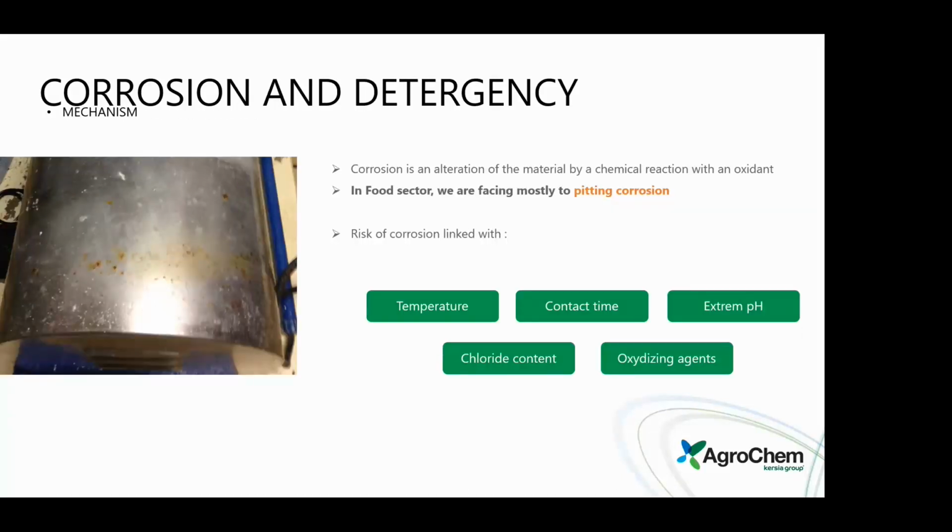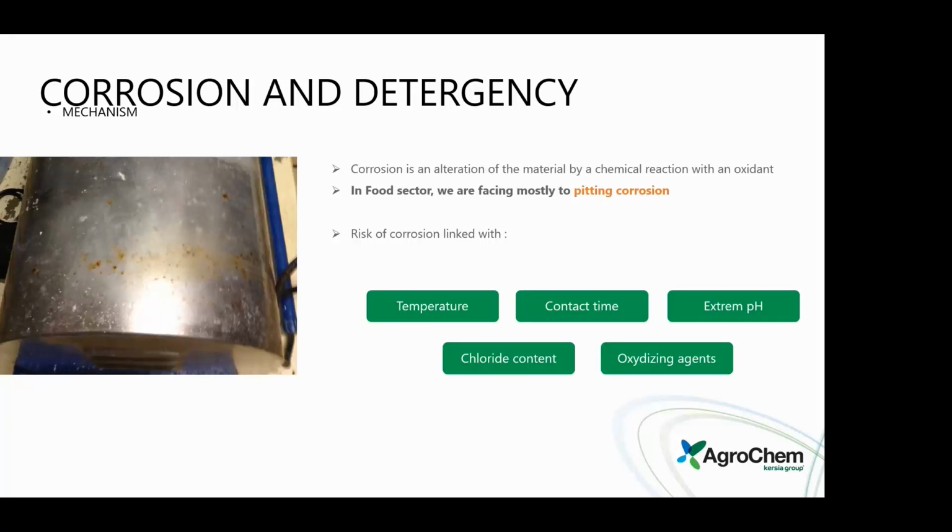So corrosion, we see this a lot. A lot of times we can look at that and say, well, where do we see the most corrosion? Definitely in the milk house, where we have the water letting out and having the most gassing off, causing some of that. So corrosion's an alteration of the material by a chemical reaction with an oxidant. So we're seeing a lot of pitting in these systems. And where does that come from?